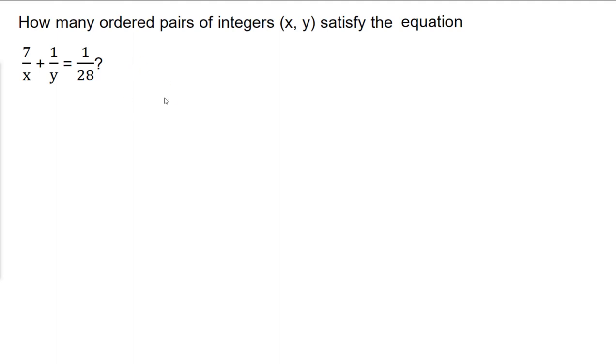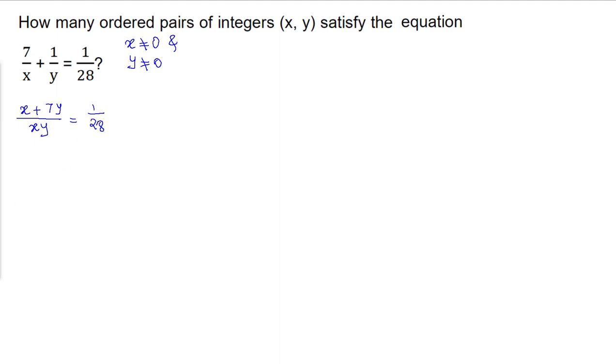The first condition is that the denominator cannot be equal to 0. So x cannot be equal to 0, and along with that y cannot be equal to 0. Okay everyone, so the first step is factorization. Before that we need to do cross multiplication. Let's do cross multiplication. This is equal to 7, and this is equal to x plus 7y. Okay, x plus 7y divided by x into y is equal to 1 divided by 28.